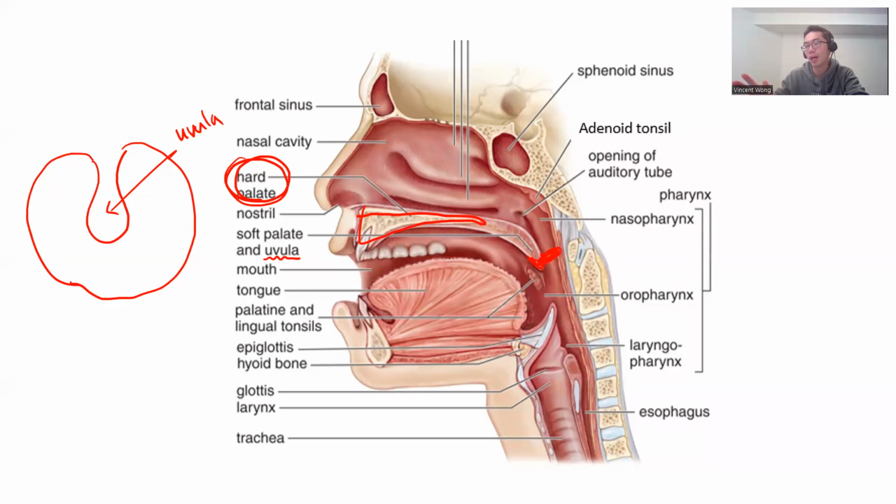Remember when you're younger, or like your kids might do this. If you laugh while you're trying to swallow something, then the food might come out from your nose, right? That's because when you're laughing, the uvula is not making a good seal, and the food's going to come out.